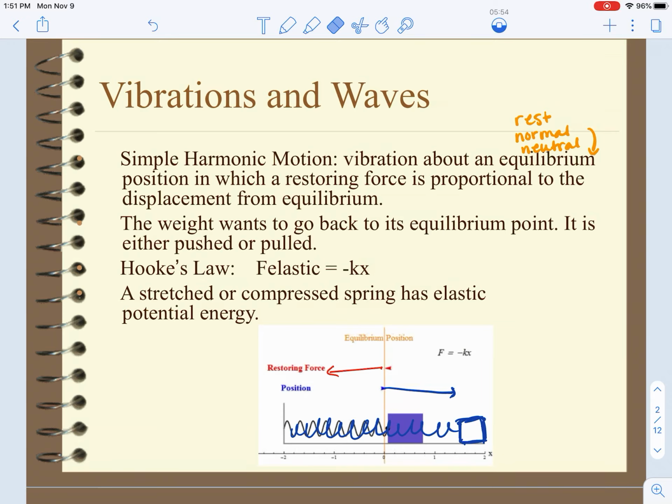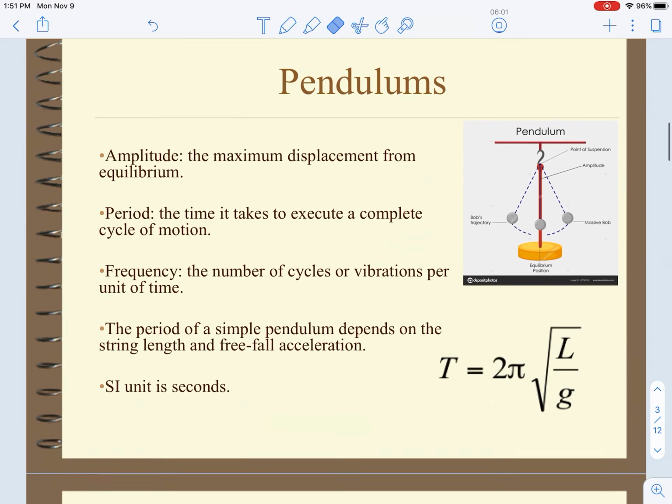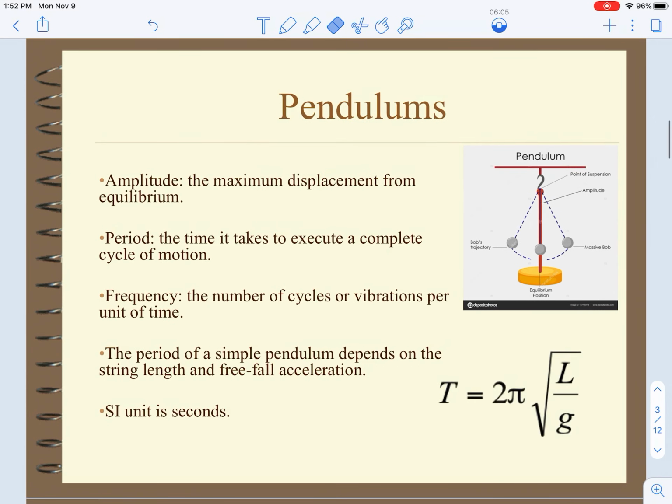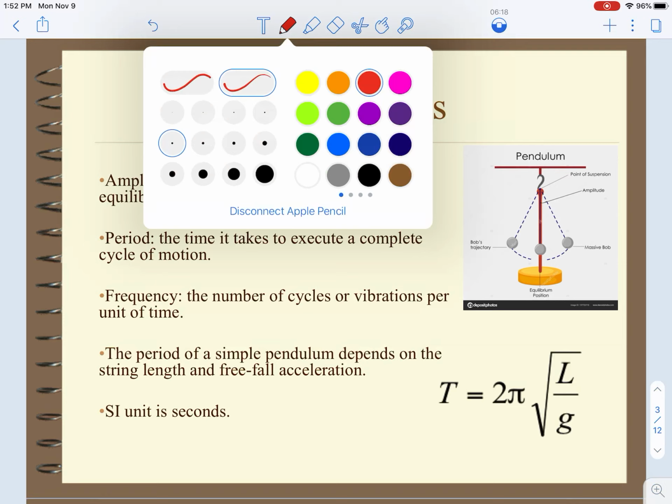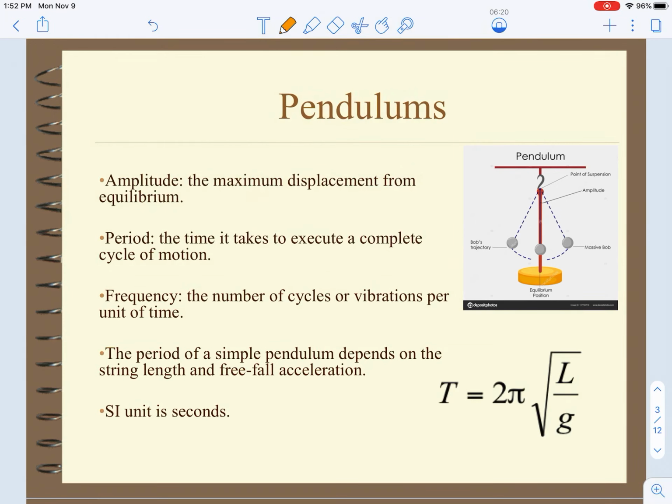So you see that the equation is written so that it's a negative kx, and it will be a negative kx because the restoring force is always in the opposite direction of that displacement. Now, a pendulum would be a situation where we have a mass suspended on a string or a rope or something like that. So what we see in this illustration is that they have noted that our equilibrium position now is right here in that perfectly vertical position.